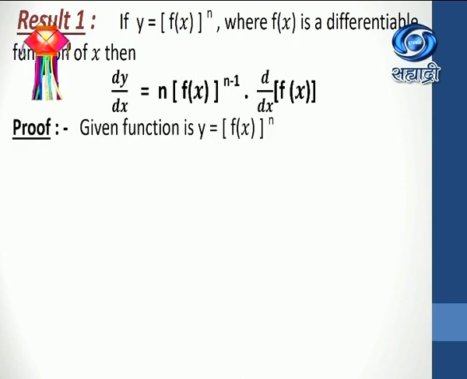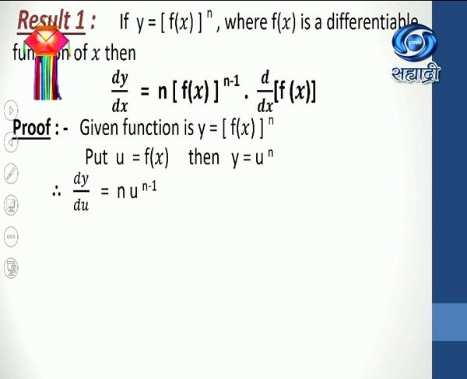So proof: here the given function is y equals (f(x))^n. Now put u equals f of x, then y equals u^n. Now differentiate y with respect to u and u with respect to x.